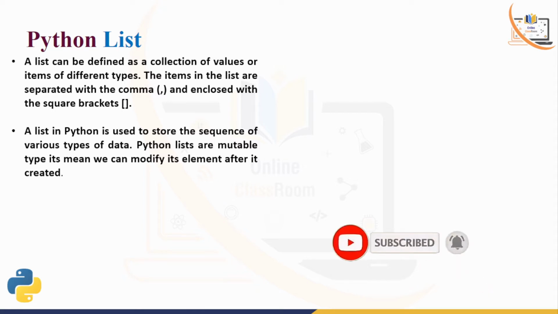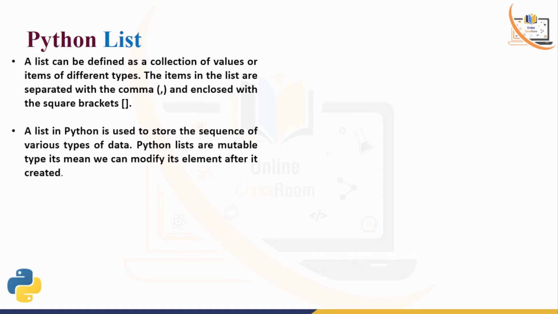Then the second thing is that a list in Python is used to store a sequence of various types of data. So it means a list can store various types of data. In a single list we can add an integer, floating point number, character, anything. A list is mutable, so it means we can update the list when we need. We can modify the elements, right?